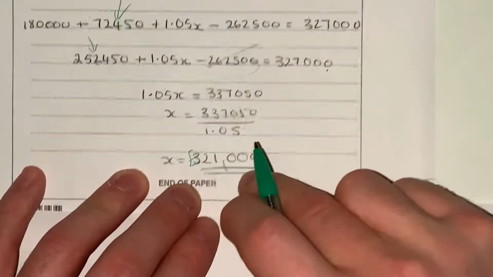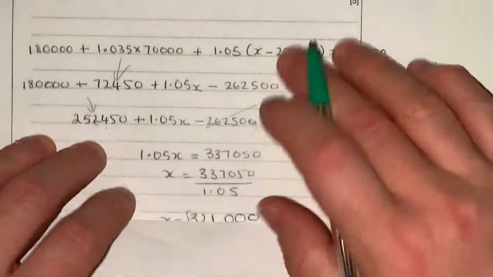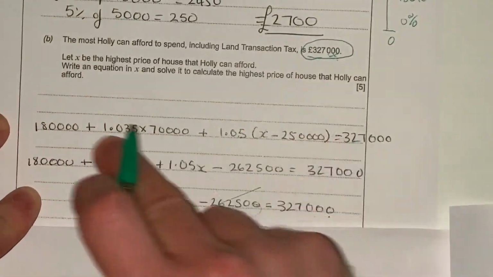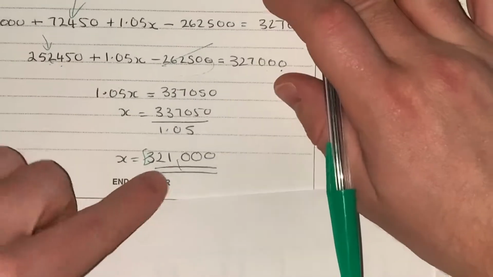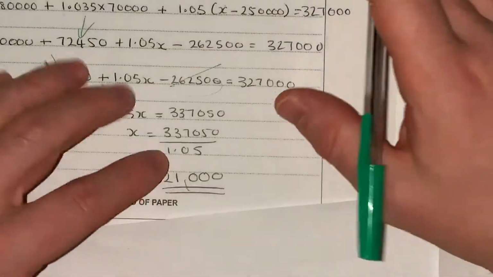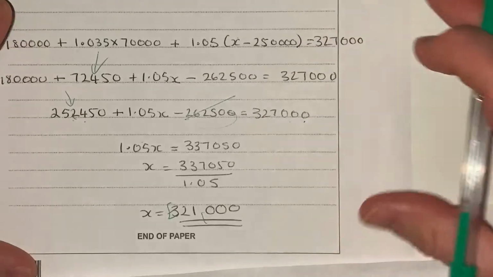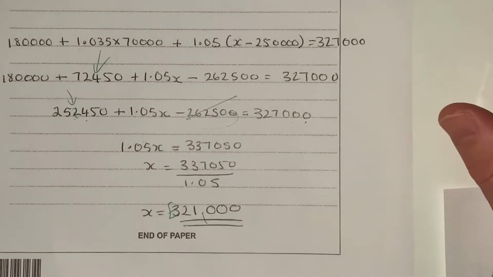Now, you could eventually get to this, but because it says you've got to write down an equation, you're not going to get the marks if you haven't actually tried to write it as an equation. So although I'm confident some of you could get 321,000, you only get 1 or 2 marks because you have to write it as an equation, which is really, really challenging. Hence why it's the very last question on the paper.